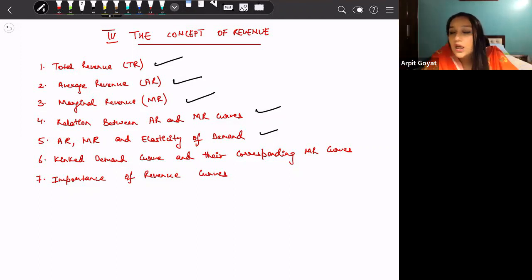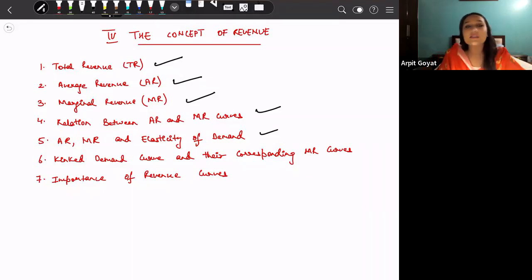You get 4 choices, and you need to choose the elasticity of demand formula from there. Unless you are sure about the relationship between AR and MR, you will not be able to understand the elasticity of demand using AR and MR. So that is why we'll cover this also.